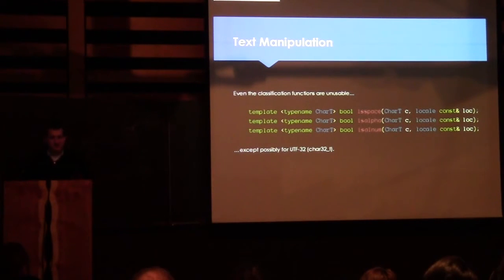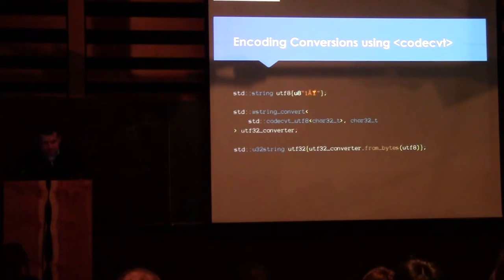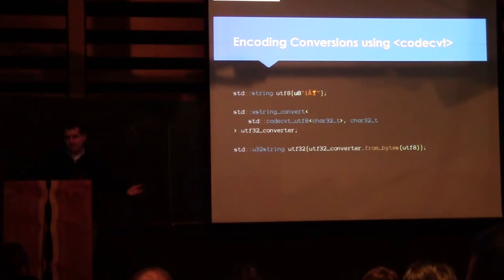so even the classification functions are unusable, right? If you want to know that something is a space and you have a code unit of a char, the only way that these will work is with char32_t. So one thing that is actually fairly easy with the C++ standard library is you can convert between different encodings. For example, here we convert from a UTF-8 string to a UTF-32 string simply by using the wstring converter. Yeah?